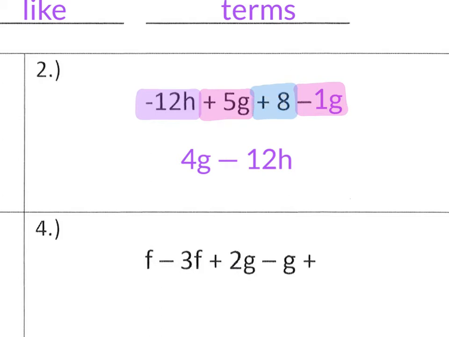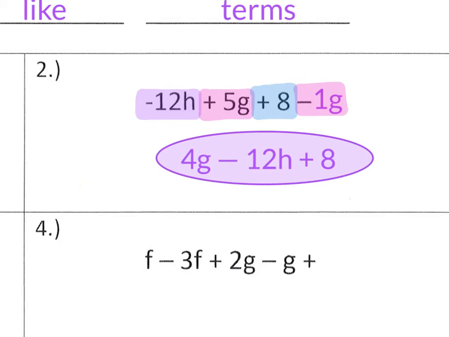And then finally, when I look up above, this is why we needed that third color. In this question, we had two variables that couldn't be combined, h and g, and then we also had a constant. So there are three different terms in this answer because I had three different terms and nothing canceled in there. So my final at the end is going to be a +8. That +8 is a constant. There were no other constants that I could combine with. So this is my answer, 4g minus 12h plus 8.